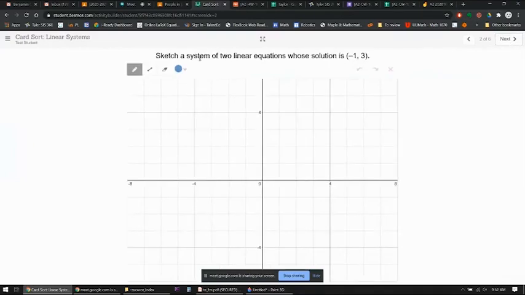It says sketch a system of linear equations whose solution is negative 1, 3. I'm going to be a bad math student and say negative 1 is down and the 3 is over here. So I want to draw a system that goes through that point. That's wrong, by the way. So what I do is I grab my line drawing tool and I draw this line. And then I'll pick another line that goes through that point. Again, I'm going through the wrong point. You're going to go through the right point and give me two lines.